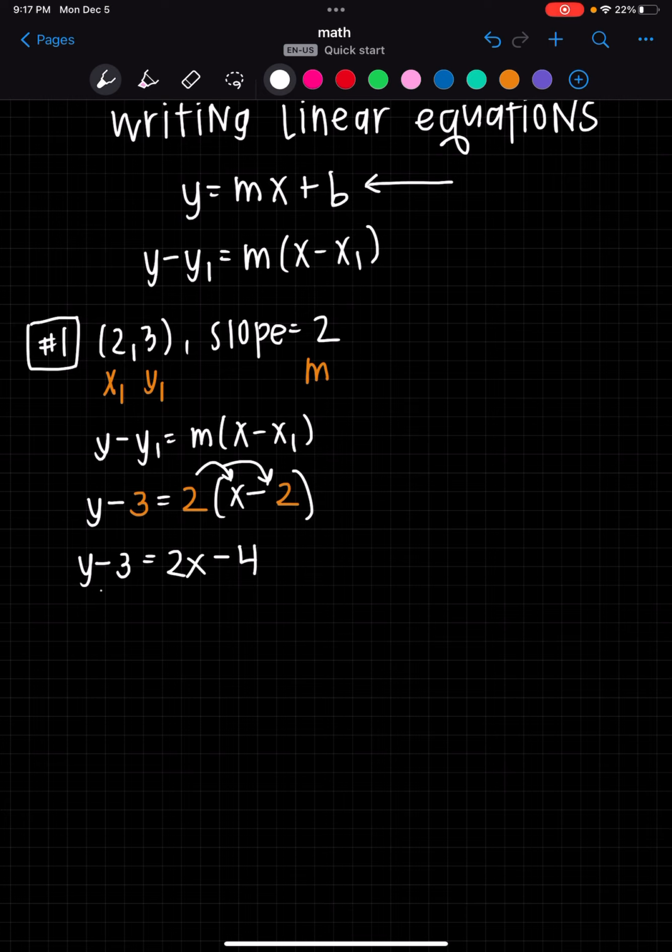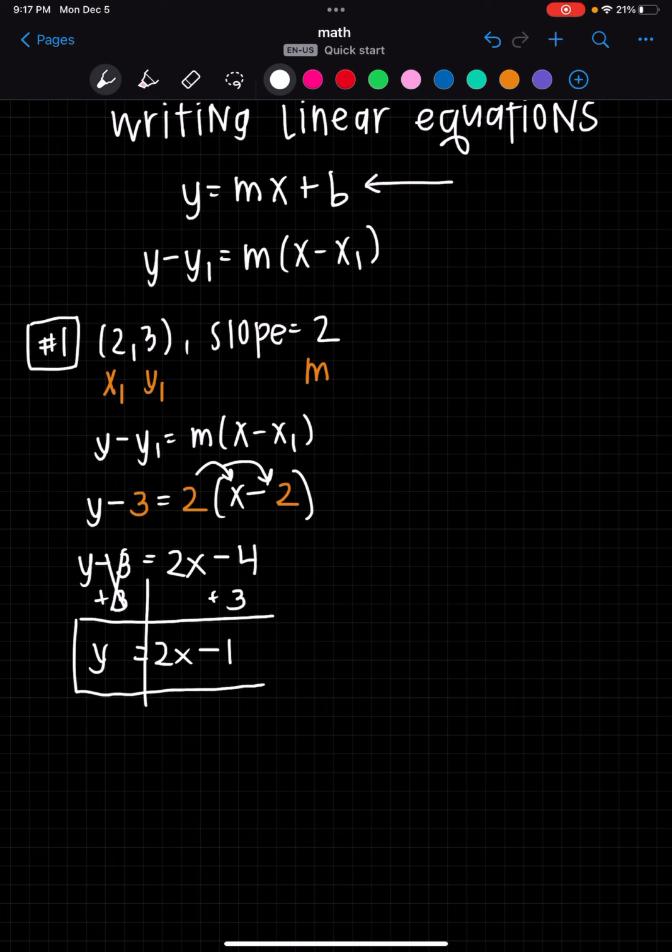To solve it for y, we're going to add 3 to both sides. And when I add 3 to both sides, I can only add that 3 to the negative 4. I don't add it to the 2x. The reason why I don't add it to the 2x is because it's not like terms with 2x. It doesn't have an x. So I only add it to the thing that it's like terms with. So the 3's on the left side cancel out. I'm just left with y. And then that's equal to 2x, negative 4 and positive 3 gives me negative 1. That's my answer. That's in the y equals mx plus b form.